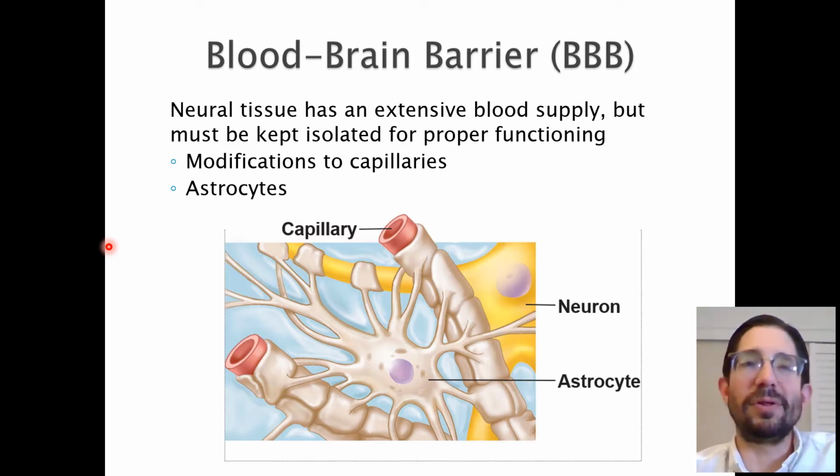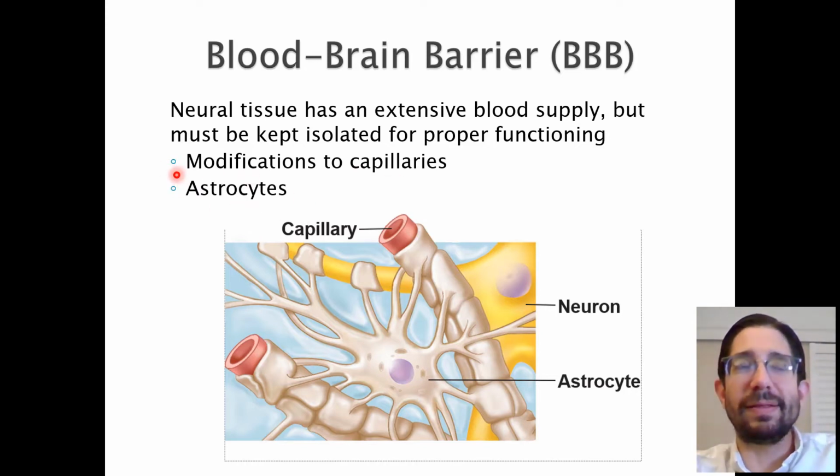A bunch of stuff gushes out, and that includes lots of good stuff. But also it can include some rubbish that we don't want to necessarily reach a sensitive area like the brain. So there are both modifications to the capillaries, right? And there are astrocytes.